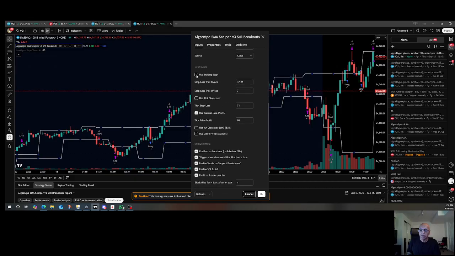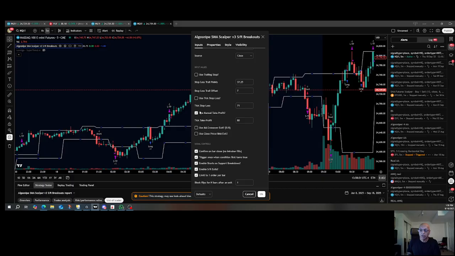You want to use a trailing feature? These are the numbers I'm using. 37.25, and I use a trail offset by 7 points. These are the numbers that I use. So if you guys want to write them down, or I will copy and paste it in the chat.